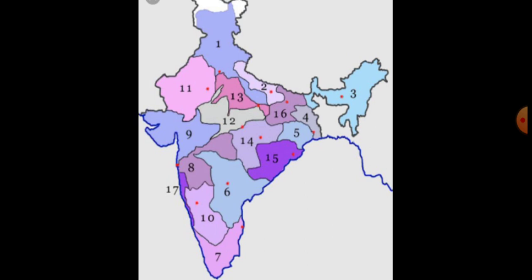Then the last question is railway zones of India. How many railway zones are there? There are 17 railway zones. Are the railway zones also mentioned here in the map? You should mark this also.